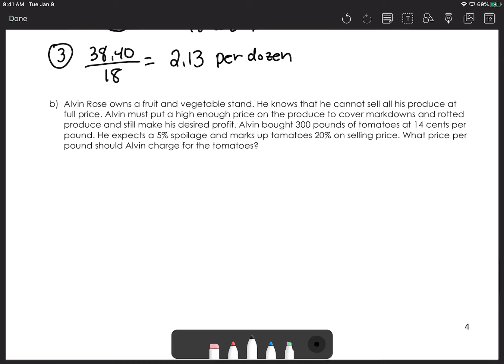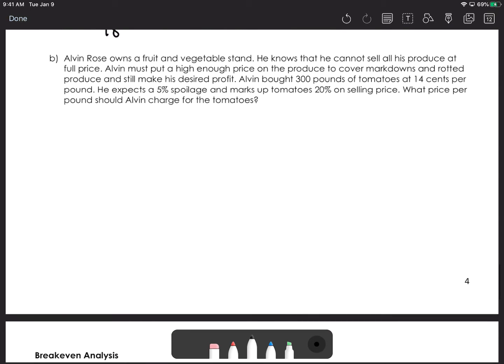Okay, let's go through one more just to make sure you've got it. So we have step 1 where we're figuring out the total sales. Step 2 where we figure out the number of items that they think they're going to sell. And then step 3 is to divide.